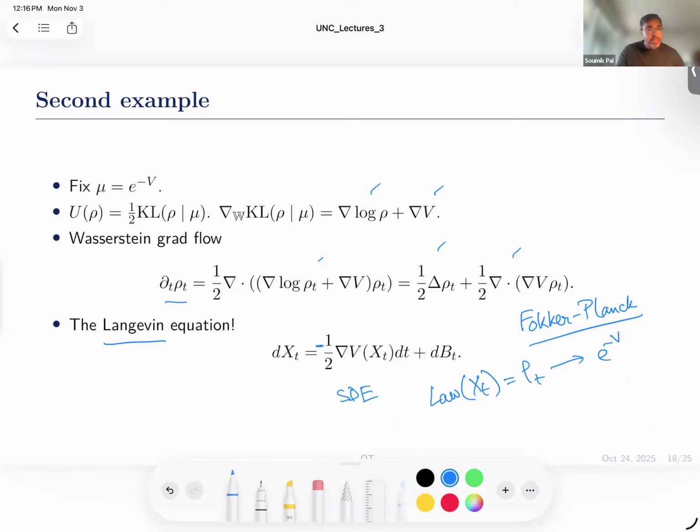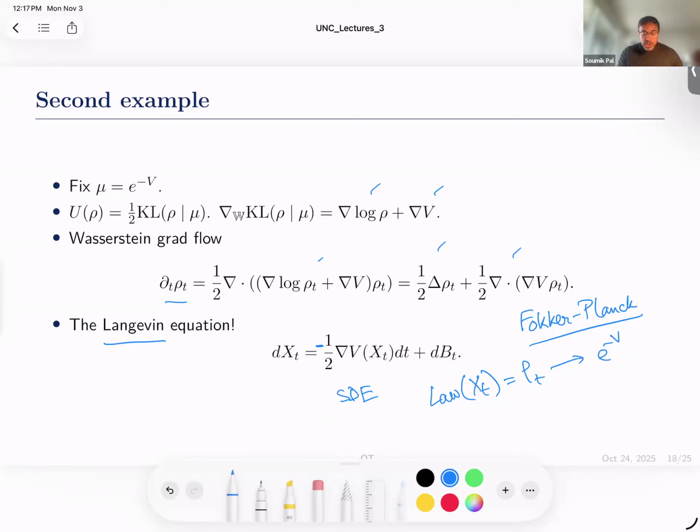So if you are somebody who does statistics or machine learning or generative modeling or something like this, and I tell you, okay, I need a sample from e to the power minus V, your first instinct will be to somehow simulate the Langevin equation in some discrete way. There are a number of discrete ways, but they're all trying to simulate the Langevin diffusion. This is the most common diffusion to get a sample from this invariant distribution e to the power minus V.